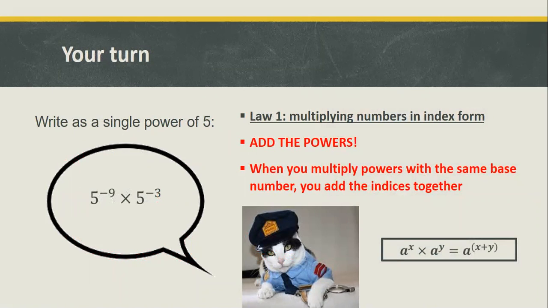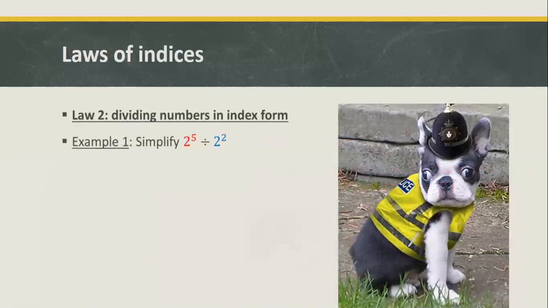And this, so we have 5 raised to the power of minus 9 times 5 raised to the power of minus 3. What do we have here? So if your answer is 5 raised to the power of minus 12, you are absolutely correct. Clap for yourself. Let's go to the second law, dividing numbers in index form.